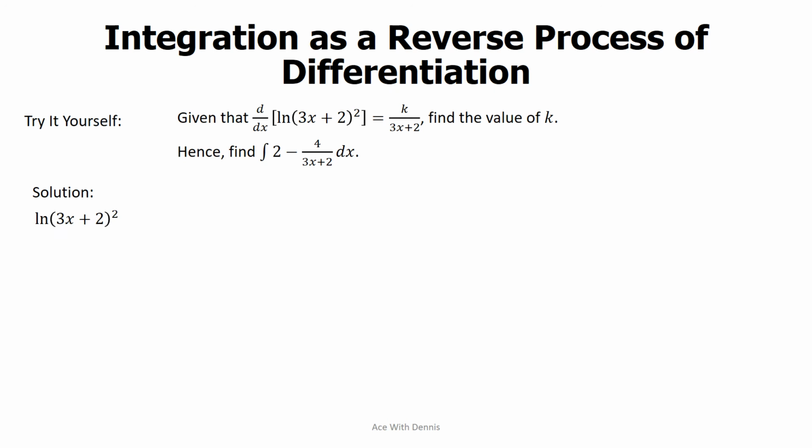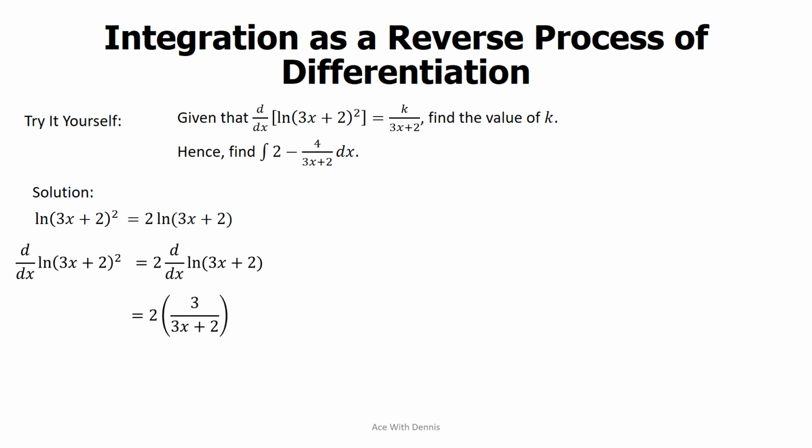From ln (3x plus 2) squared, we can bring down the power 2, which becomes 2 ln (3x plus 2). Hence, d over dx of ln (3x plus 2) squared equals 2 d over dx of ln (3x plus 2). And now we can differentiate ln (3x plus 2), which gives us 2 times 3 over 3x plus 2. And now we can expand the bracket, which gives us 6 over 3x plus 2. So compare this answer with the answer given. We can say that k equals 6.